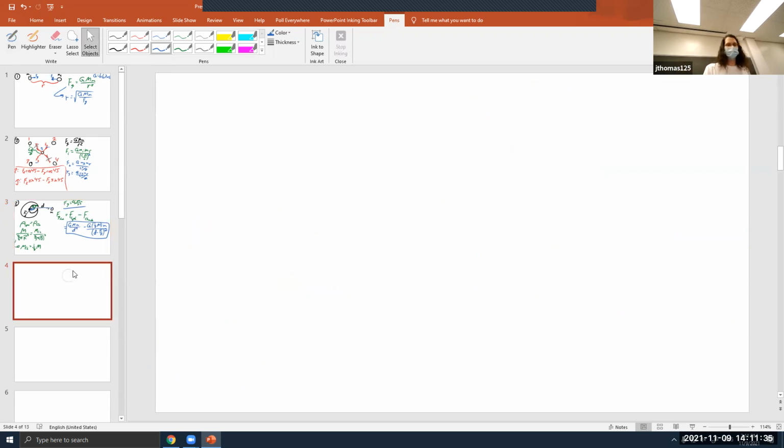But before we do that, we have a kind of one-off problem here, problem number 4. We have a neutron star. A neutron star is just composed of neutrons. You have a star that goes supernova that isn't large enough to form a black hole like our sun will do.